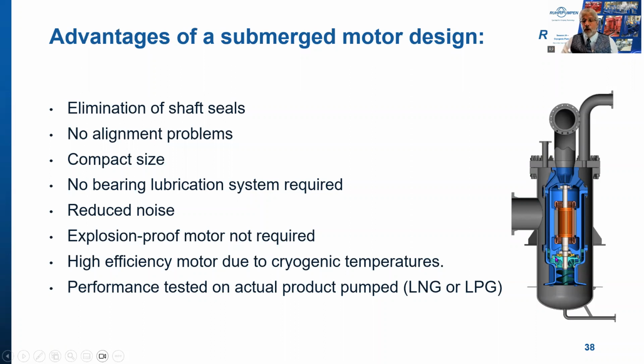A small amount of flow passes through the wearings, lubricates that bearing, passes through the motor, cooling and lubricating the windings. Top bearing there, again lubricated by the product, and it exits here and comes back to suction.